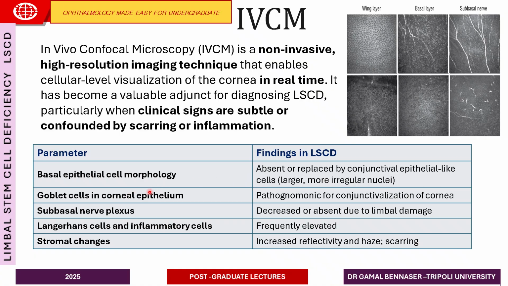As far as the goblet cells in the corneal epithelium, this is pathognomonic for conjunctivalization of the cornea. And as I said, this is a late sign, it is not an early sign. The most important is the reduction in the density of the subbasal nerve plexus, and also the inflammatory cells like the Langerhans cells are slightly elevated. And also some changes in the stroma characterized by reduction of the crypts and the palisades of Vogt, and scarring also. So all these are the features of limbal stem cell deficiency using in vivo confocal microscopy.